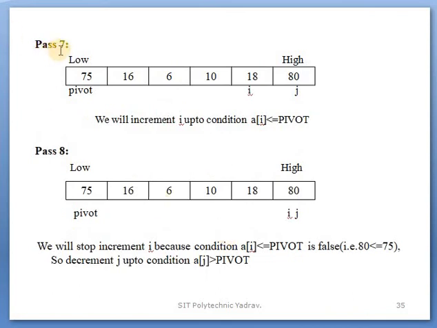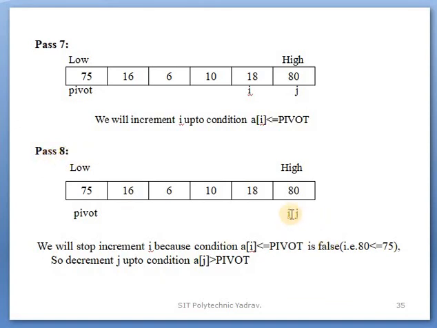In the 7th pass, the i position is incremented. We will increment i up to the condition a of i less than or equal to pivot. Clear? Which number is a of i? 18. Pivot is 75. So 18 is less than 75, the condition is true, so we will increment the i pointer. Okay, check it. Step or pass, any word you use.